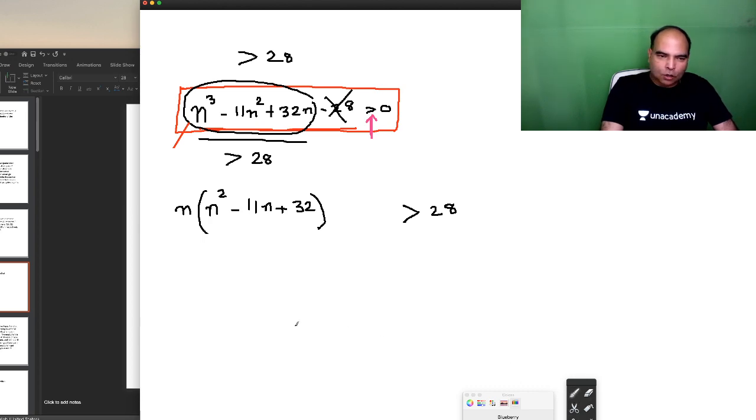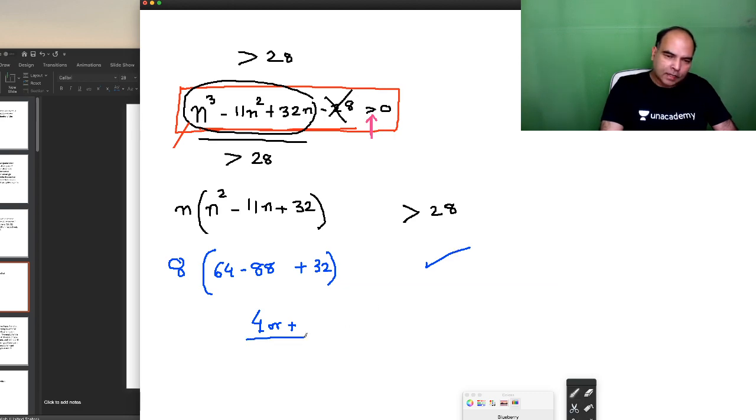I'll just explain that logic to you. But अगर इसको ट्रायल एंड एरर से भी करोगे तो n is 8 पे you need this bracket to be 4 or more. So with 8 as n, you'll get 64 minus 88 plus 32. So you get 96 minus 8, and you see that this is definitely greater than 28 because this is greater than 4 or more, and hence this n as 8 satisfies the expression.